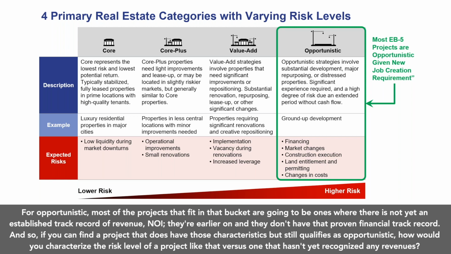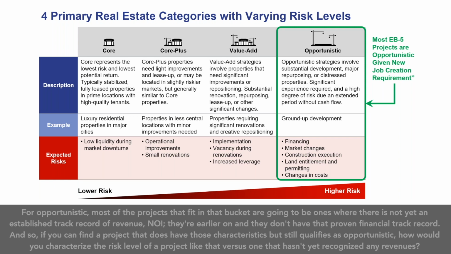And so for opportunistic, most of the projects that fit in that bucket are going to be ones where there is not yet an established track record of revenue, NOI. They're earlier on and they don't have that kind of proven financial track record. If you can find a project that does have those characteristics but still qualifies as opportunistic, how would you characterize the risk level of a project like that, versus one that hasn't yet recognized any revenues?